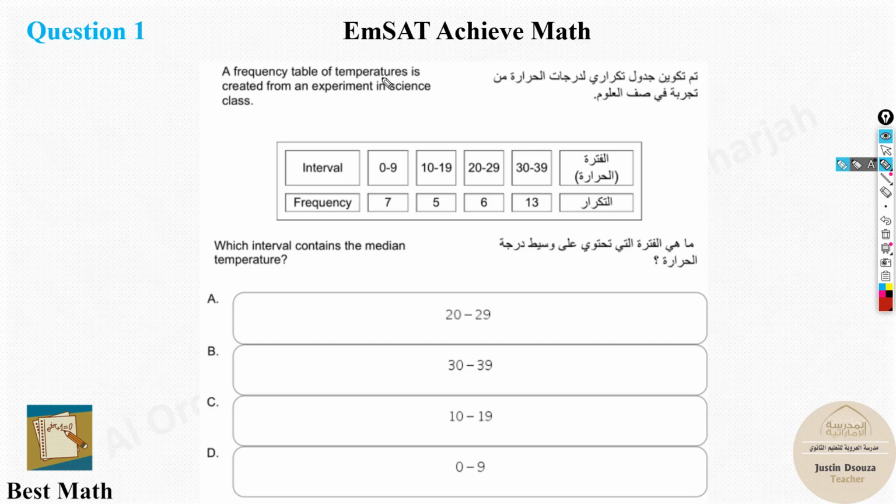Now, median does not mean the mean. So let me take a few values. Say I have 2, 4, 8, 9, and 12. Okay, these are some values. Now, if I have to find the mean, I would have to add all these numbers, all of them, and divide by the number of values. How many are there? 3, 4, 5. So I just divide by 5. This is the average, the mean.